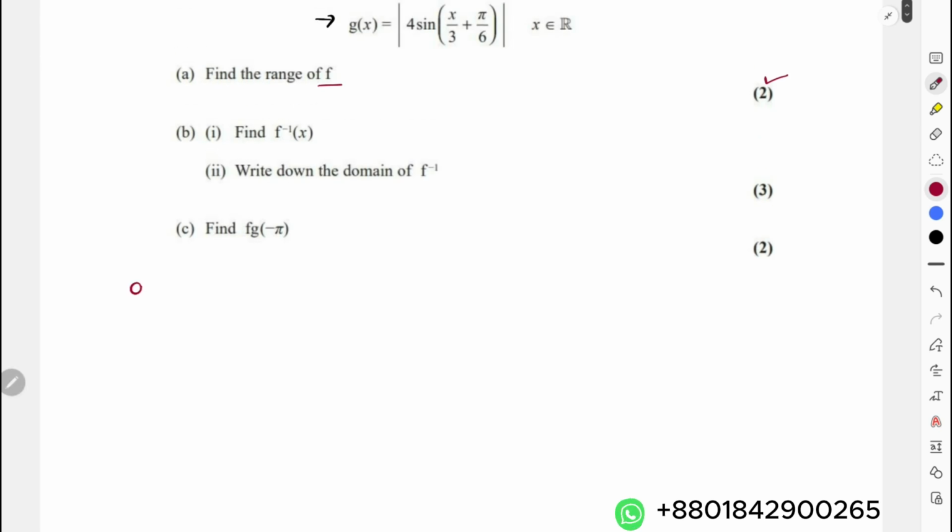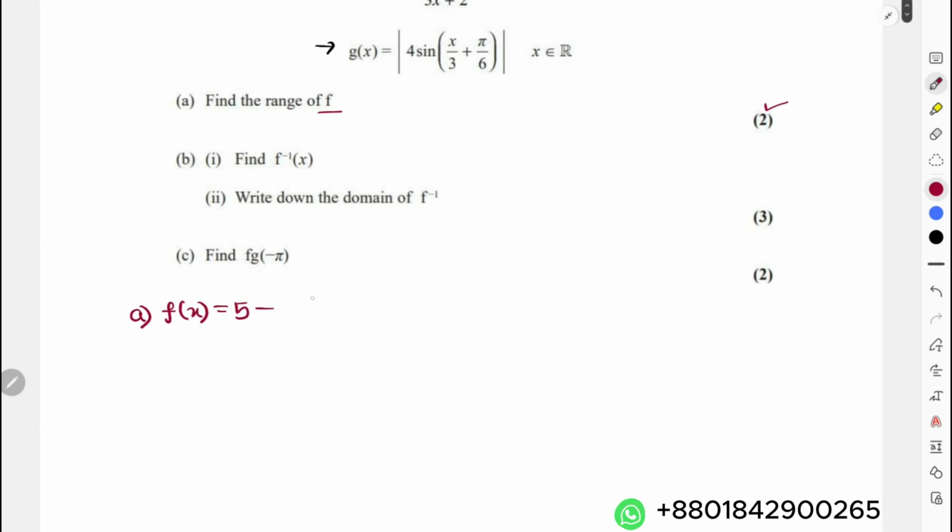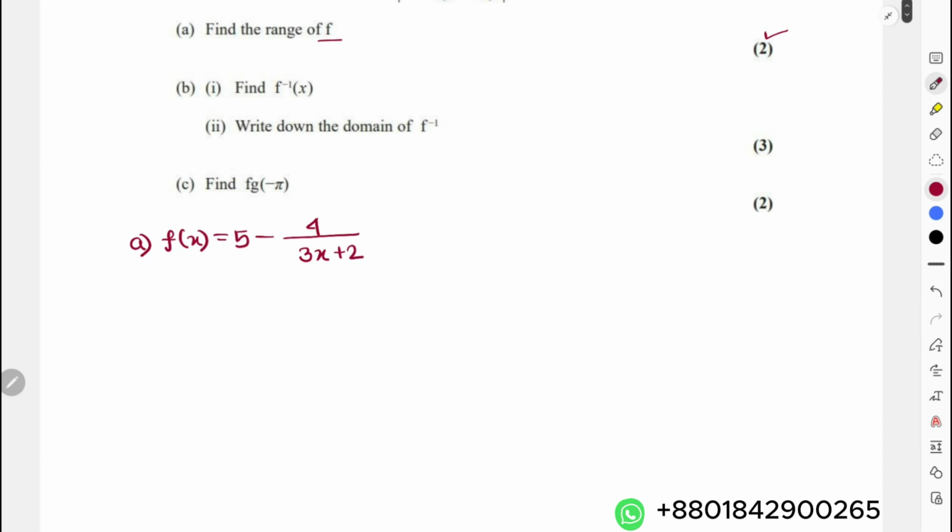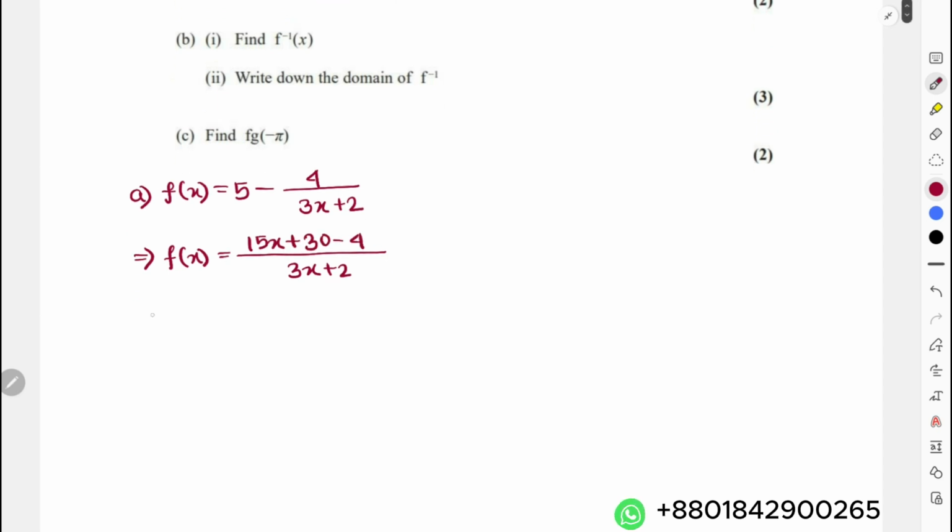For part A, the question was given as 5 minus 4 over 3x plus 2. I'm going to first simplify this equation. I write f of x and do an LCM; the denominator will be 3x plus 2. I multiply 5 with 3x plus 2, which becomes 15x plus 10 minus 4. So again you get f of x equals 15x plus 6 divided by 3x plus 2. This is how the equation looks.